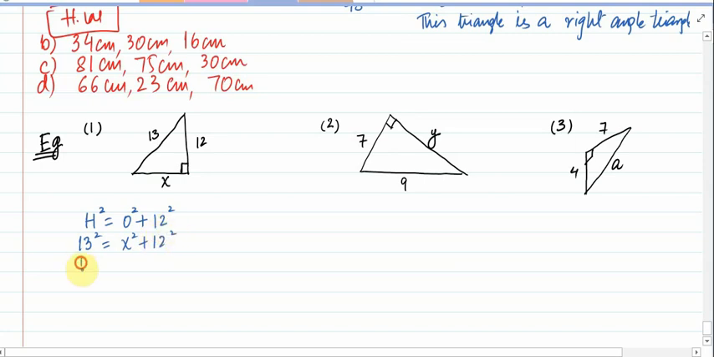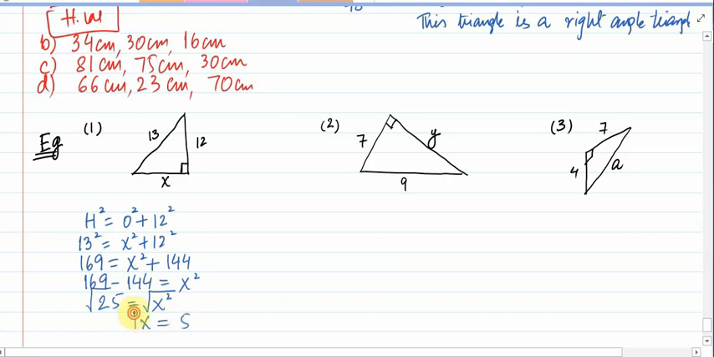So 13 square is 169 is equals to x square plus 12 square is 144. Now you need to subtract these two. 169 minus 144 is equals to x square. If you subtract 169 and 144, it will be 25. Now applying root on both sides, so x is equals to 5. Again the same reason, only positive 5, not negative 5, because we are dealing with lengths and length can never be negative.